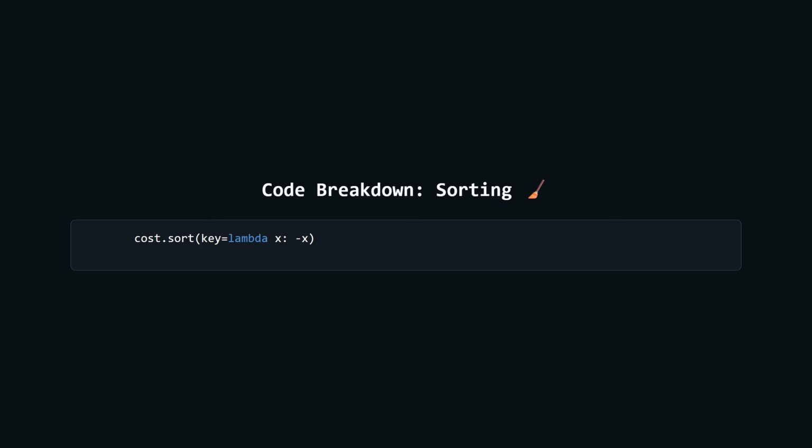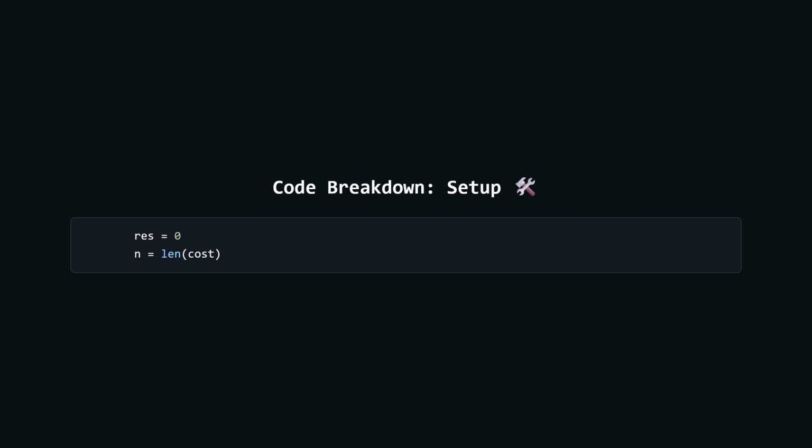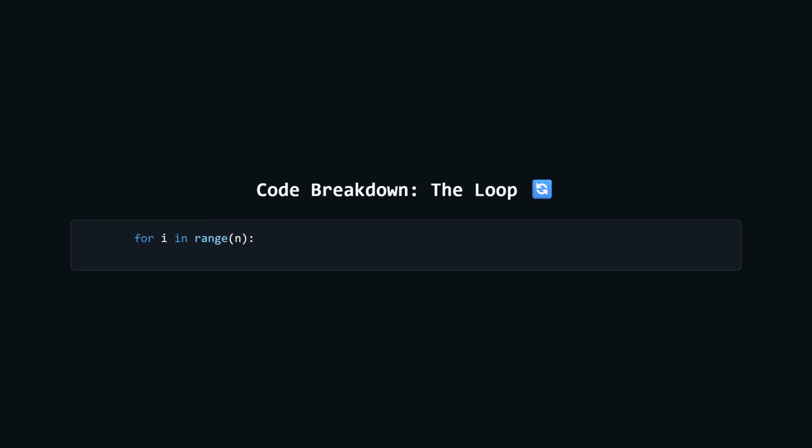First up, we sort our list of costs. The lambda x minus x part is just a quick way to tell Python to sort it in descending order, so the biggest numbers are at the front. Next, we set up a result variable starting at 0. This will keep a running total of the money we spend. We also store the total number of candies in a variable called n. Then, we start a loop that will look at every single candy, one by one. We use i to track our current position, or index, in the list.